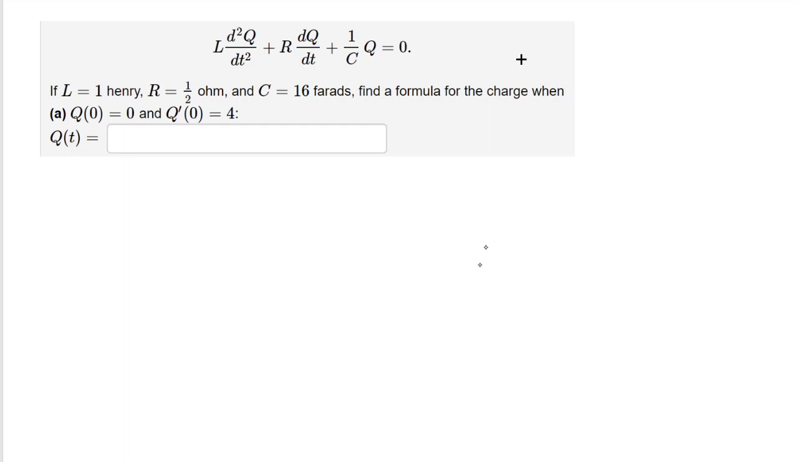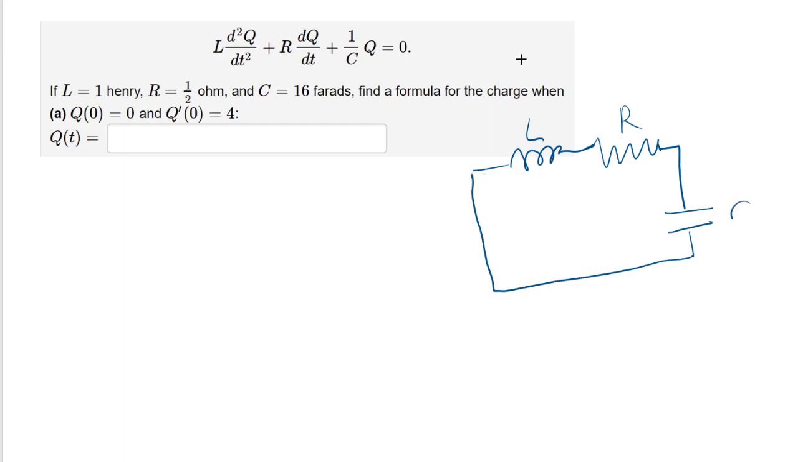When you have an inductor with inductance L, a resistor with resistance R, and a capacitor with capacitance C, then the voltage drop for each component is as follows. The inductor tries to counter any changes in the current. Resistance tries to counter the current itself, that's Ohm's law. Then the amount of charge is determined by capacitance times the voltage.